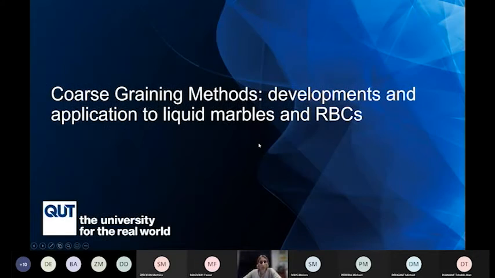So now that we've got that, what I want to move into is a different modeling technique. We are also developing a coarse graining approach, in particular for liquid marbles and red blood cells. Ultimately, what we would like to do is merge those 2 different methods together, coupling the lattice Boltzmann with this coarse graining method, so we can look at, for example, red blood cells in capillaries or in the circulation.